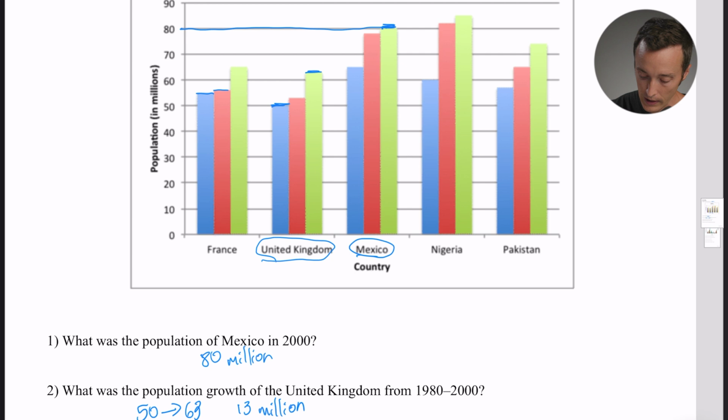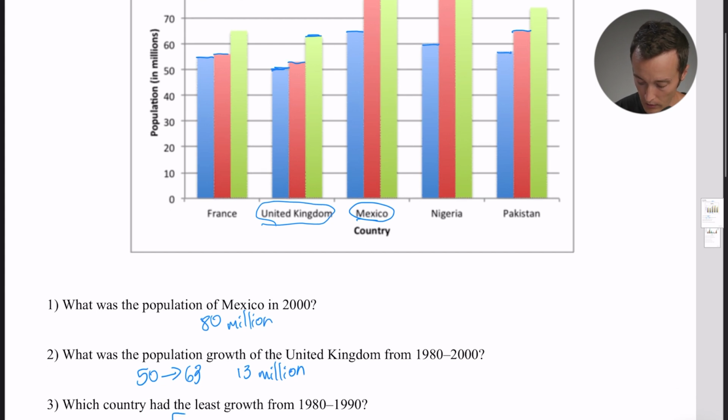I mean, they are very, very close together. If I bump over to the United Kingdom, that gap is bigger. Mexico had a huge gap between 1980 and 1990. Nigeria had a huge gap between 1980 and 1990. And Pakistan had a pretty big gap as well. So I think for sure the country that had the smallest growth, in other words, they were closest together, would have been France. So the answer to number 3 is France.